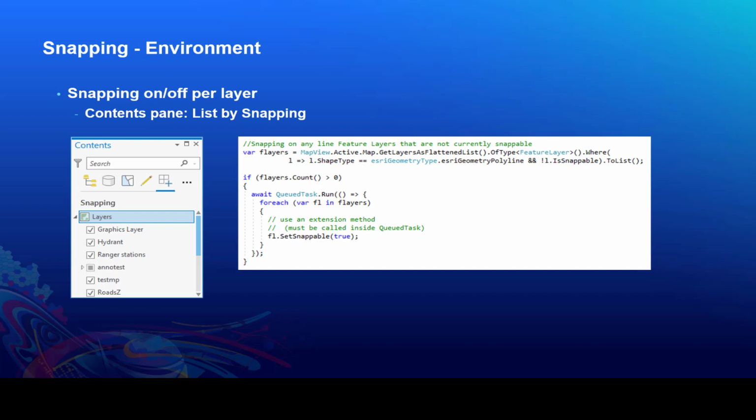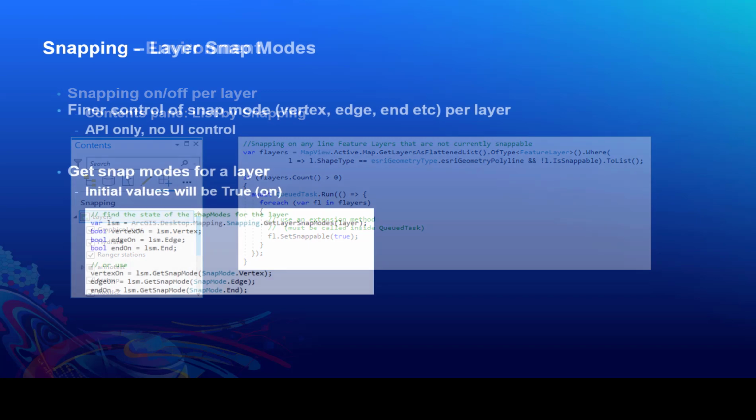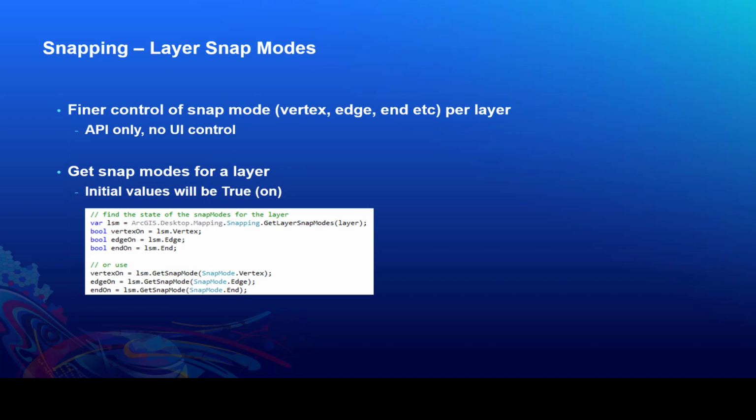Okay, so this API in the UI is old news, but we haven't covered it much in the past. Okay, let's take a look at what's new. Several users and developers over the years have asked for finer control over the snap modes per layer. This is similar to the classic snapping environment that we find in ArcMap, where you could actually say, for this particular layer I want to snap to vertex, and for this other layer I don't want to snap to a vertex.